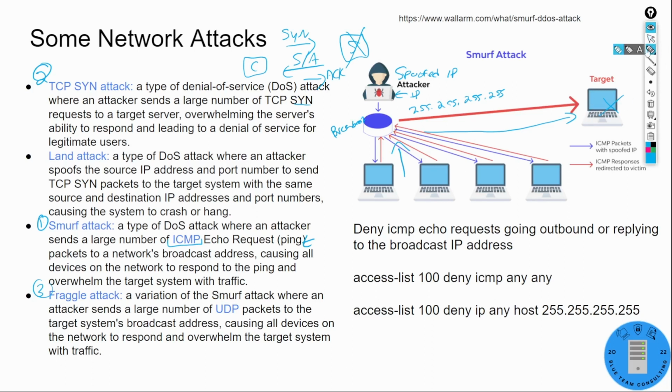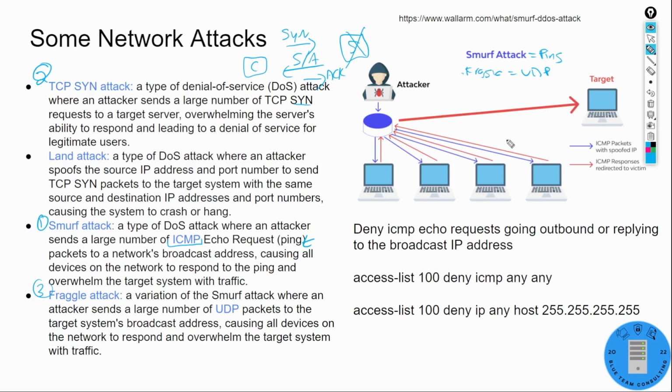Now, the only difference between a Smurf attack and a Fraggle attack is instead of ICMP messages, so Smurf equals ping for ICMP, Fraggle is going to be UDP packets. So it's a variation of the Smurf attack where the attacker is now going to send a large number of UDP packets to the same network broadcast address, causing all the devices on the network to respond to that broadcast message and overwhelm the target system with that traffic.